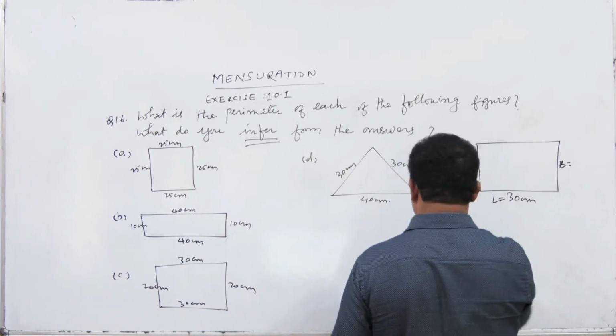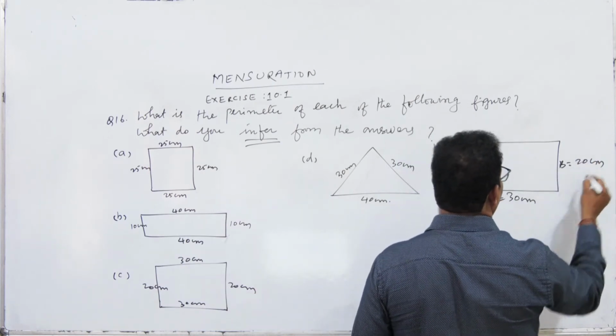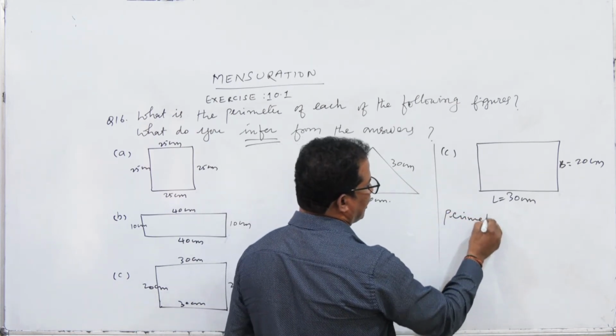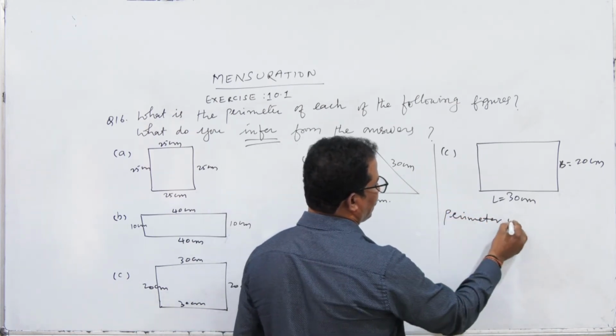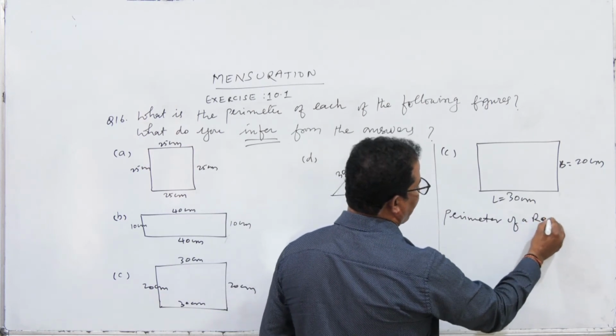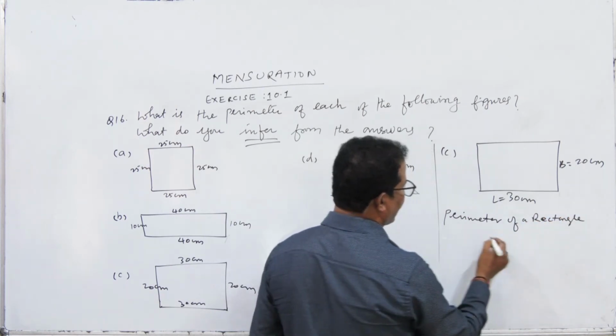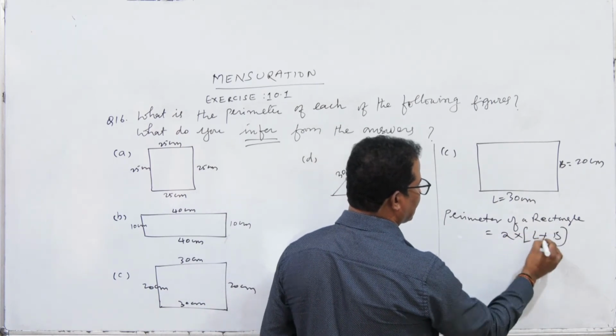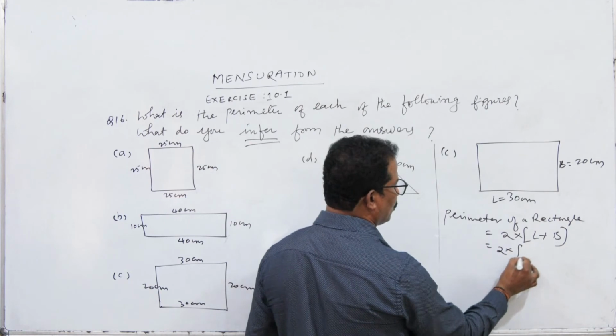And the breadth is how much? 20 centimeter. Okay, so to find the perimeter, again we can use the same formula. Perimeter of a rectangle is equal to 2 into length plus breadth. Understand? That is equal to 2 into length.